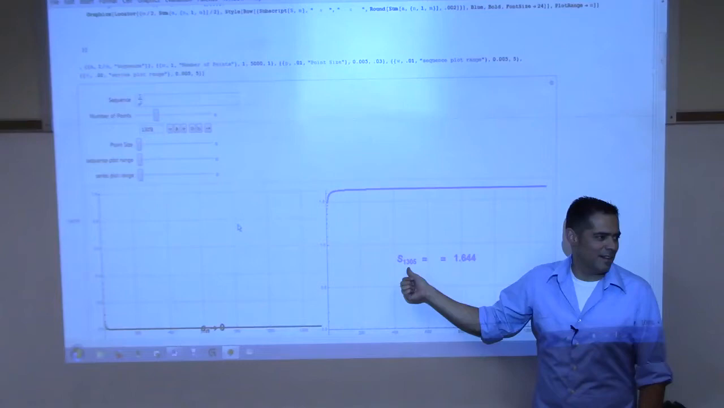We knew that already, didn't we? 1 over n went to 0. But the one on the right, does it look like it's converging to something to you? Does it look like it's getting closer and closer to some number? Or does it look like it's growing and growing and growing?